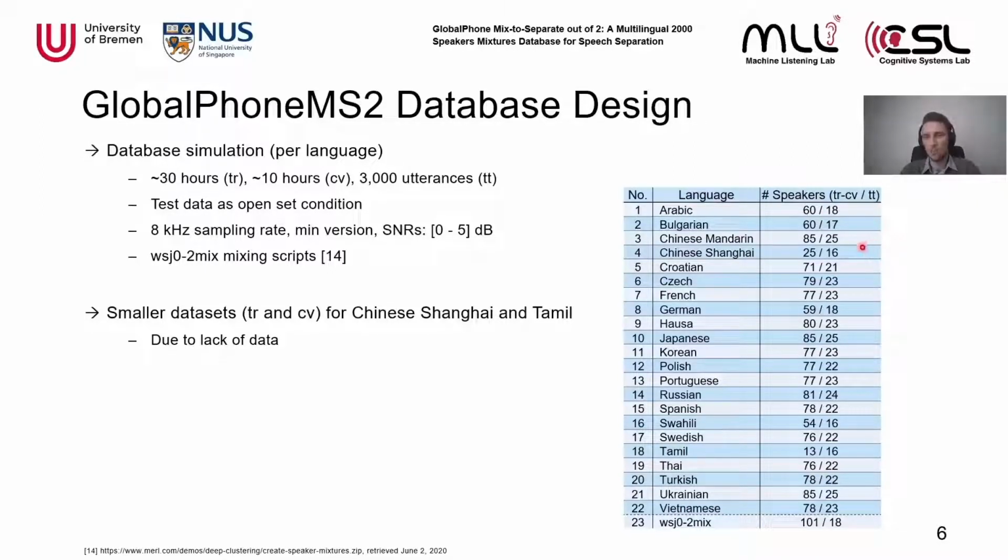And as already introduced, for Chinese Shanghai and for Tamil, we have less data compared to the other languages, and this is also indicated by the number of speakers. Because our first goal was to have a fixed set size of 3,000 utterances for the test scenarios, we didn't have enough data left for Chinese Shanghai and Tamil to match the 30 hours and 10 hours for training and validation respectively. Therefore, we have smaller data sets for training and validation for Chinese Shanghai and Tamil, just due to the lack of data.